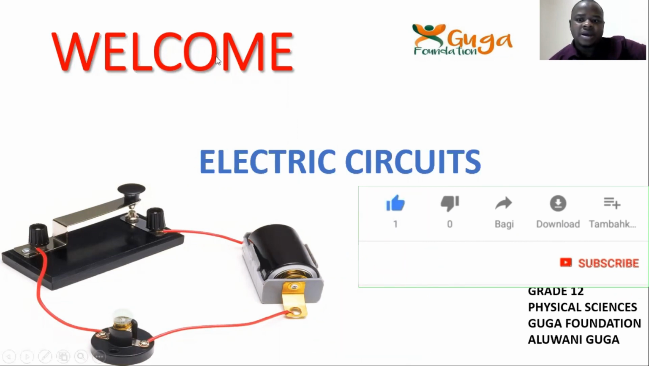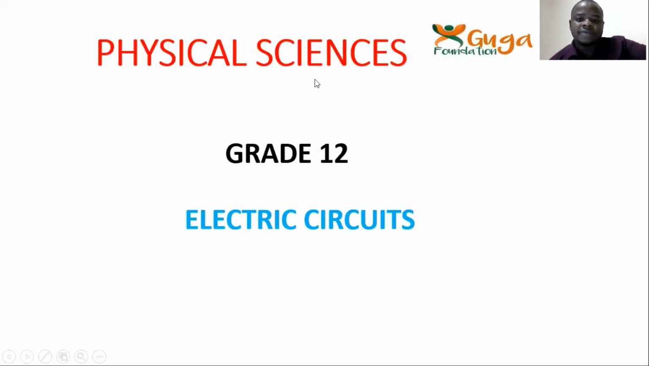Here we are given a simple circuit. We're given a battery, a light bulb, and a switch. Okay, physical sciences, grade 12, electric circuits.